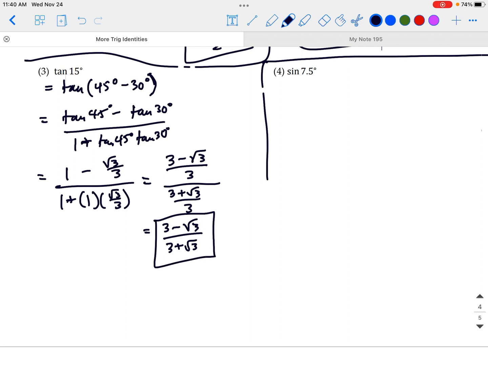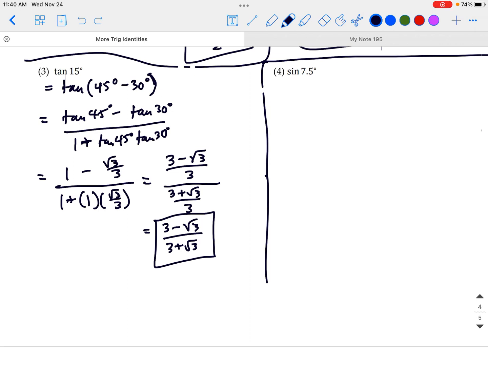And then again, feel free to simplify further with rationalizing the numerator or denominator. Kind of up to you to decide what you want to do there. But you can leave it as long as it's just a single rational expression with a sum or a difference in between terms.